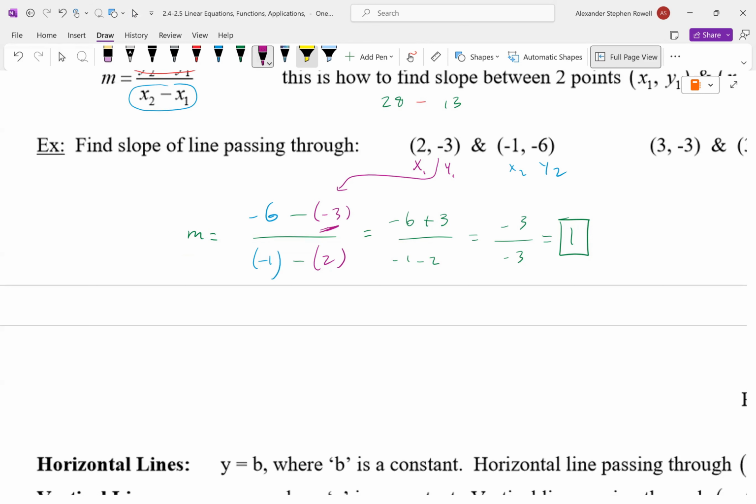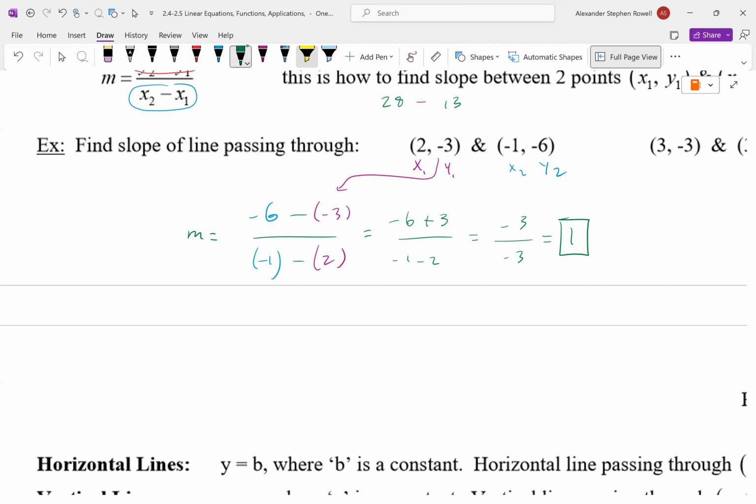So what if I had it opposite? -3 minus -6. It would be a +3 instead of a -3. But yeah, I'd have to switch the 2 and the 1, and I'd get +3. So instead of -3 over -3, I'd have +3 over +3, but my slope would be the same. So the good news is, doesn't matter. You just can't confuse the x and y's.